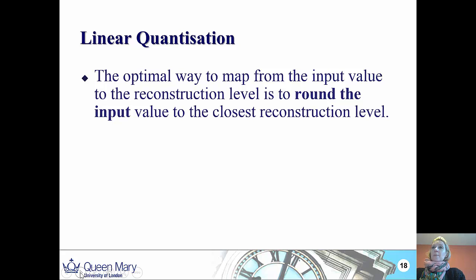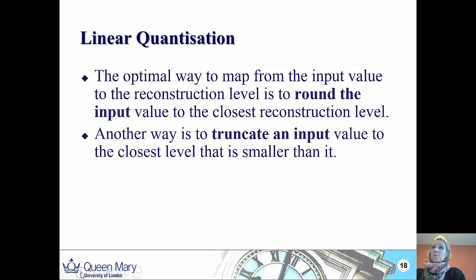The optimal way to map from the input value to the reconstruction level is to round the input value to the closest reconstruction level. So in the case of, for example, 23.45672, we can round that to 23.46 if that is a reconstruction level in fact. So we're losing some accuracy in terms of the original signal which was captured, but we're representing the signal data using a finite series of numbers.